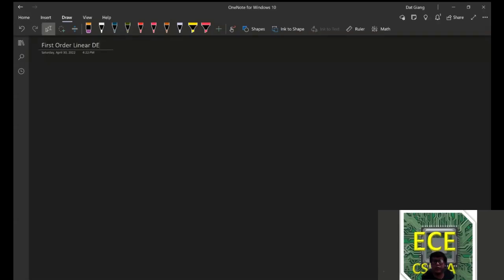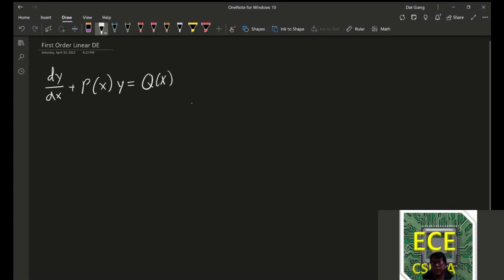Okay, so now we're going to be discussing first-order linear differential equations. This one has the most general form that we can maybe use when we're talking about circuits. So a first-order linear differential equation is given by the following form: dy/dx plus some function p of x times y equals q of x.